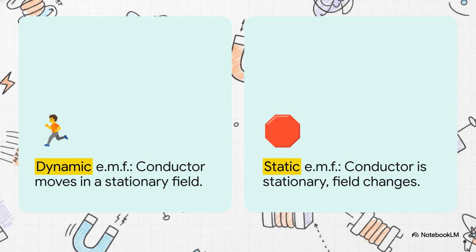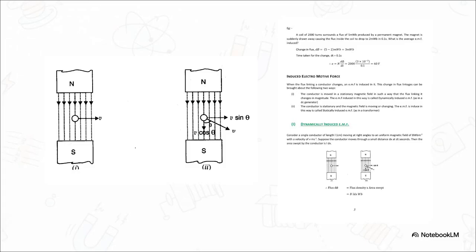Here, the magnetic field sits completely still, and the physical wires move through it. But on the flip side, we have static systems, like power transformers. In those, the wire sits absolutely still, and the magnetic field itself is what expands and collapses around it. If we focus on the dynamic side for a second, the exact geometry of how you move the wire is super critical.